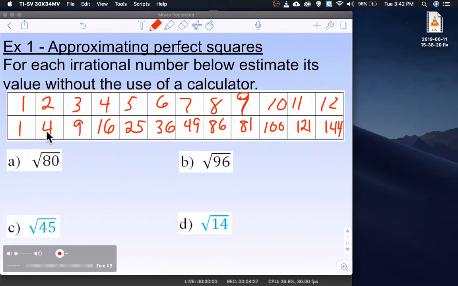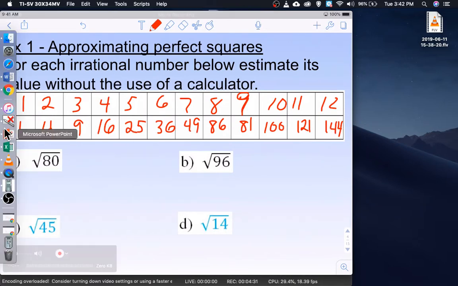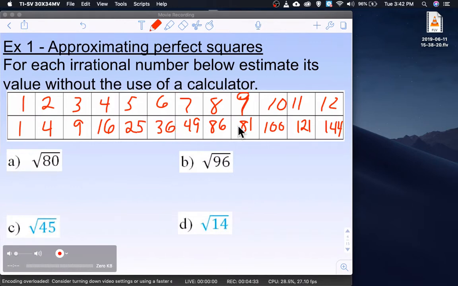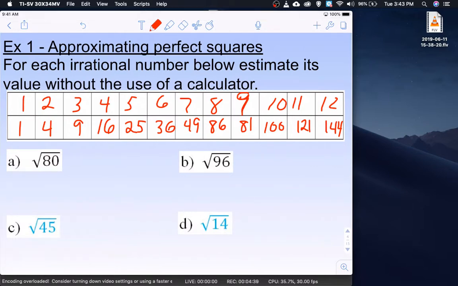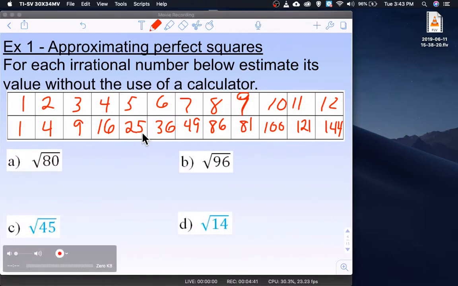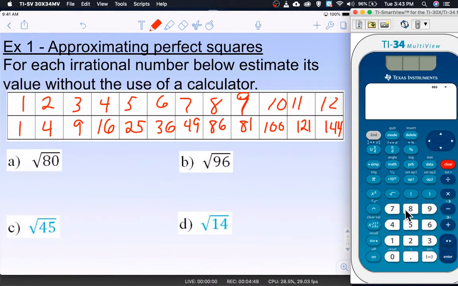Now, these numbers in the bottom row, these are perfect squares. It is these numbers and only these numbers that if I square root, I get a perfect answer. If I pick some other random number between 25 and 36, every other number in between would give me an irrational answer. And I'm going to take my calculator back out to show you.